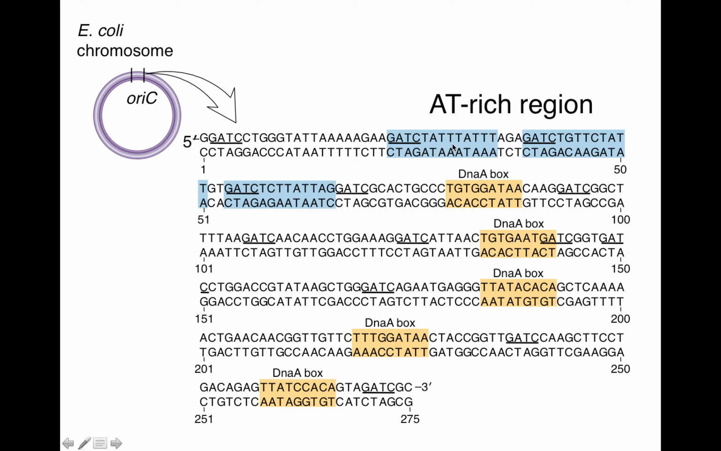What do you think the function of the AT-rich regions might be? Well, an AT base pair has only 2 hydrogen bonds compared to a GC base pair, which has 3. So a region of the DNA that is AT-rich requires less input of energy to separate the 2 strands than would a region that was GC-rich.